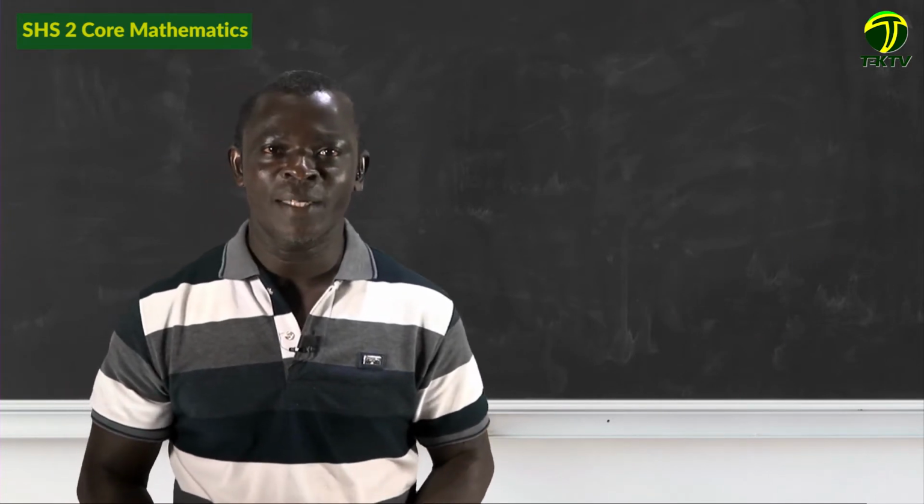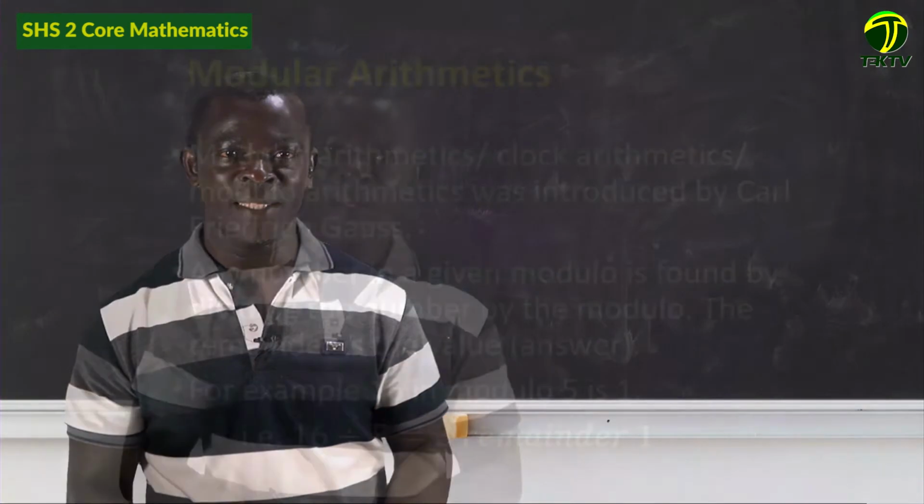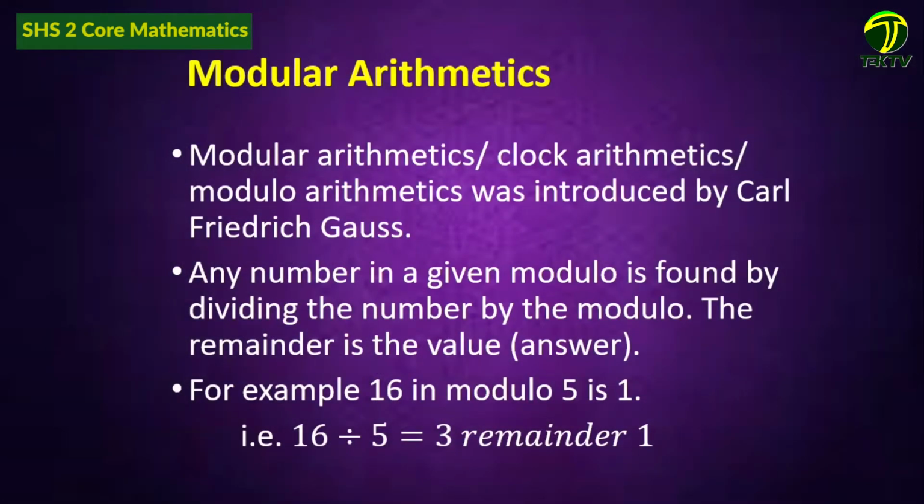Let's first look at something small about the topic that we are going to learn. Modular arithmetic, or clock arithmetic, which you can also call mod for short, was introduced by one German mathematician, Carl Friedrich Gauss, Carl Gauss for short. How do we find the mod of a given number?